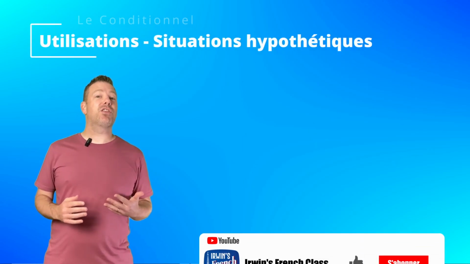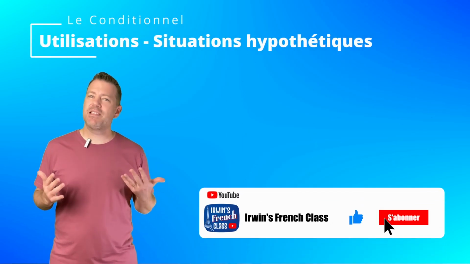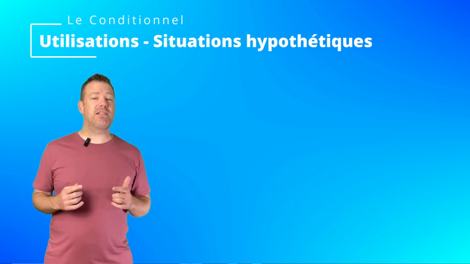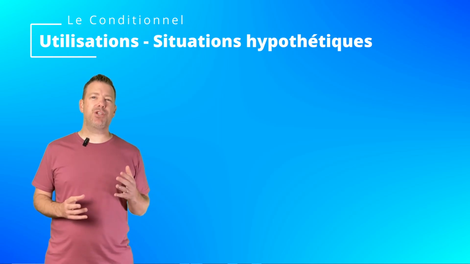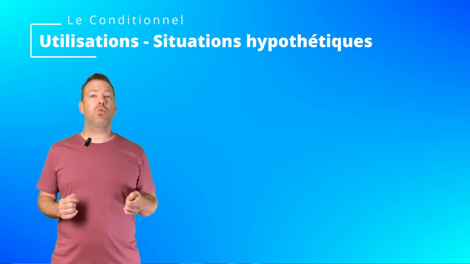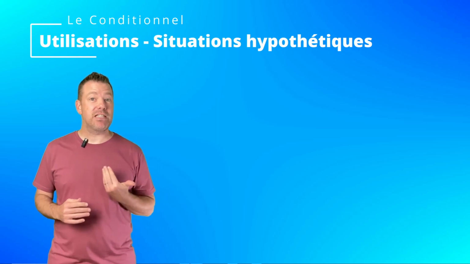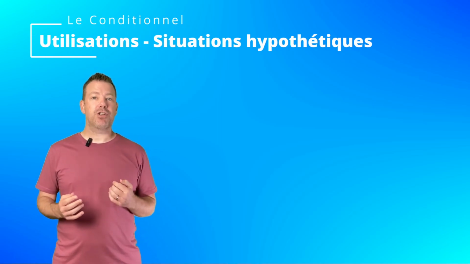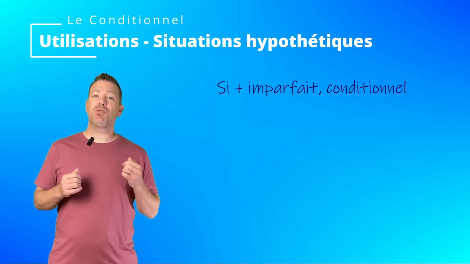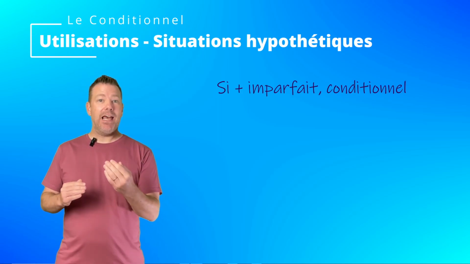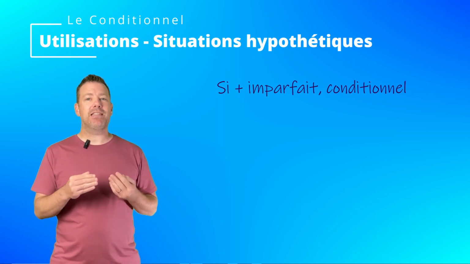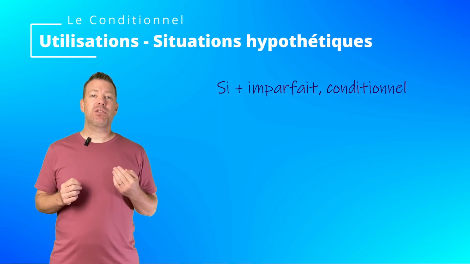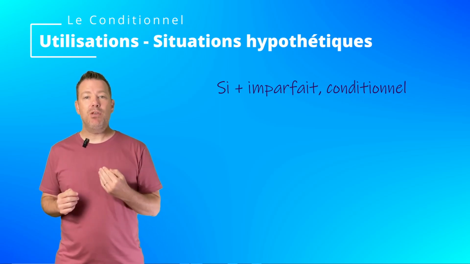The uses of the conditional are generally similar in French and in English. The first use is to express hypothetical situations. So to talk about what would happen if a certain condition is met, we use a double clause construction in French. The condition will be introduced by si and a verb conjugated in the imparfait. And then in the second clause, the conditional will be used.